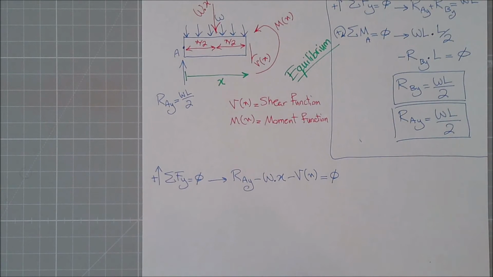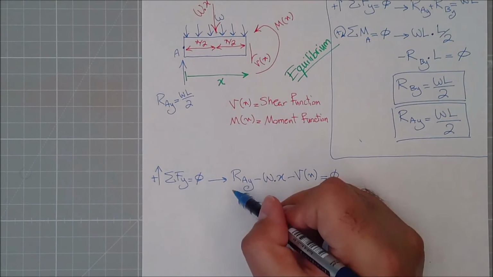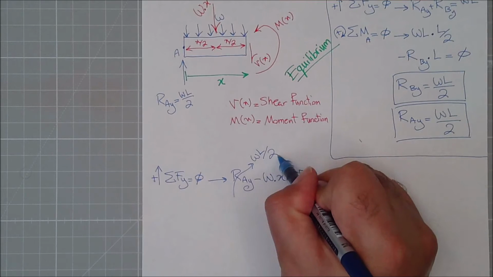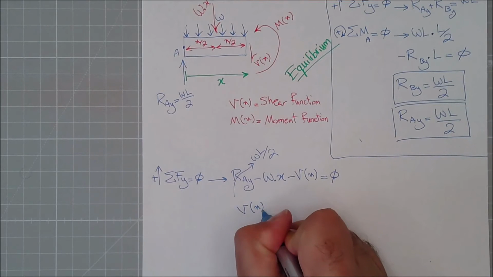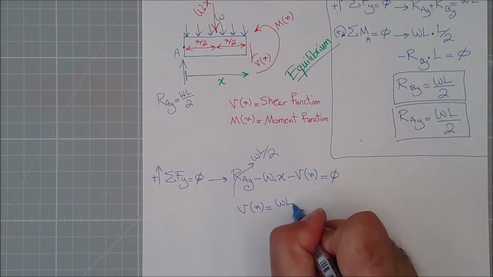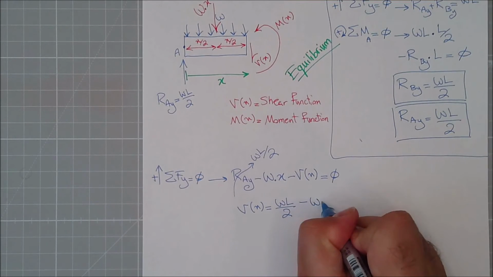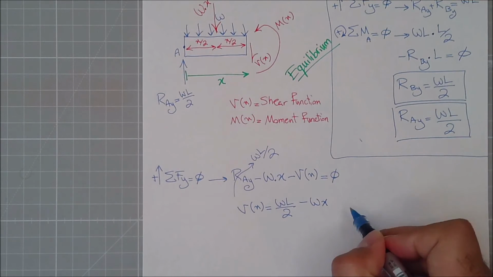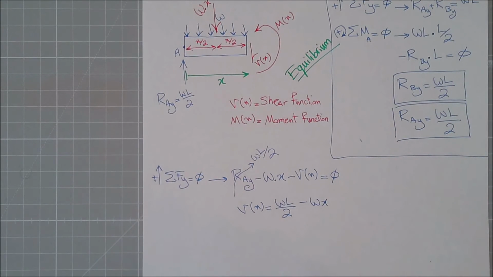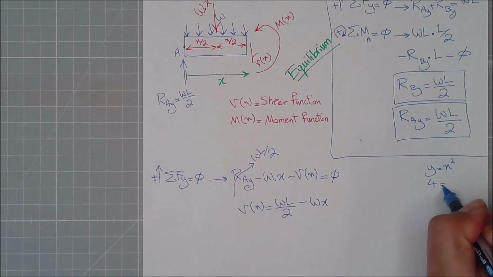I solve this formulation for V(x), because V(x) is my shear function. First of all, I can replace R_Ay with WL divided by 2 because I already calculated it. I bring V(x) to the other side, so V(x) will be equal to WL divided by 2 minus Wx. Now, this is a function of x. So if I give values for x, it should give me values for the shear. Exactly like a function where if I give a value of 2 for x, my y will be 4.